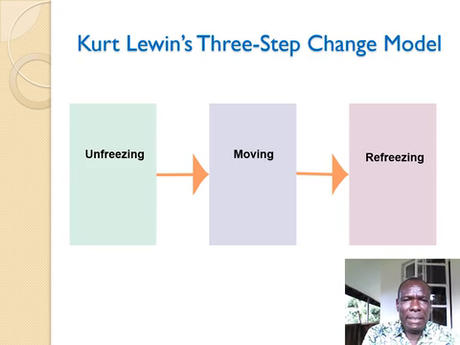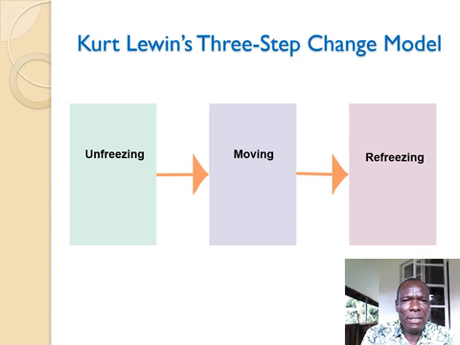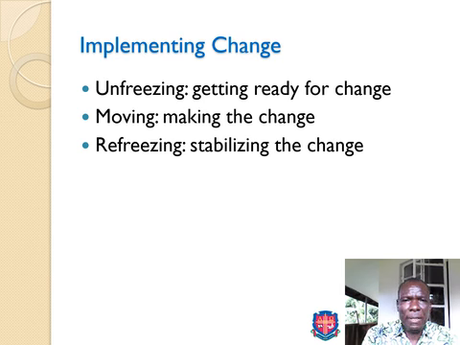Now we are also borrowing the concept of Kurt Lewin's change model. Change is a process, and according to Kurt Lewin's three-step model, change goes through unfreezing, then moving, and then refreezing. Unfreezing, moving, then refreezing. The details follow. What is unfreezing? Unfreezing is getting ready for change. You have to be prepared for change. If you are not prepared, somebody has to prepare you.